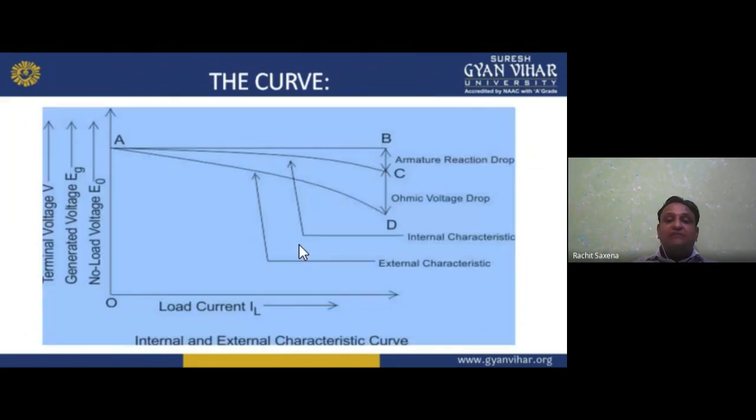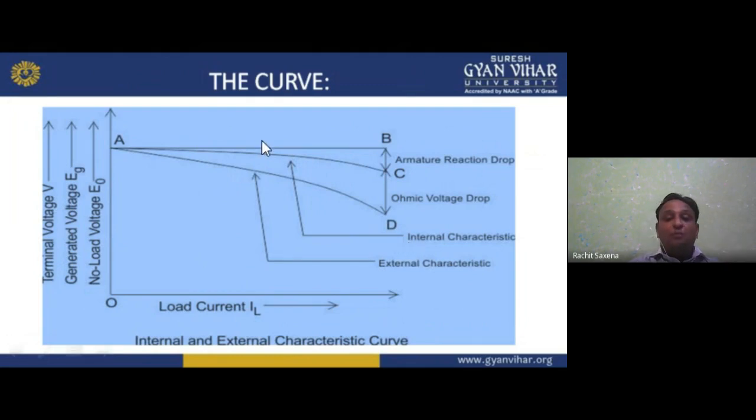Now the curve shows you the internal and external characteristic. See here, this is the E0 voltage and IL, the load current. Now this is the generated voltage, and we have the drop and we have the terminal voltage. See here, in armature reaction there is a drop, so we have a drop in the characteristic. The straight line we were getting now gets some slope due to the drop. It was straight, now it is a slope. That shows you the internal characteristic. But here the maximum drop is due to the ohmic voltage drop, IaRa.